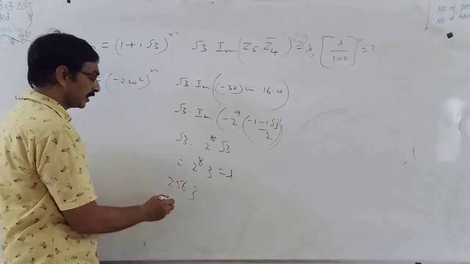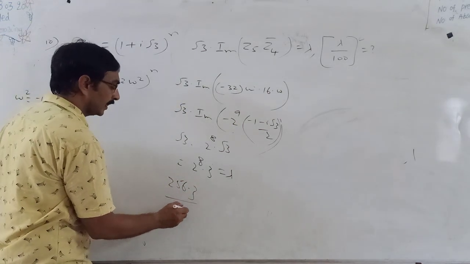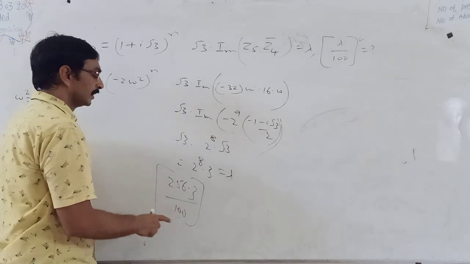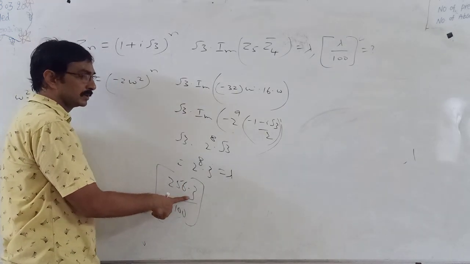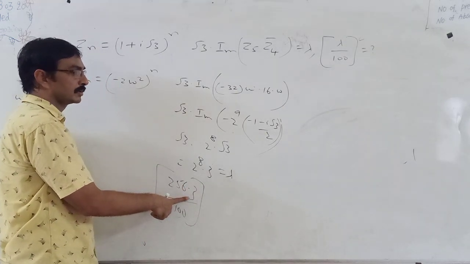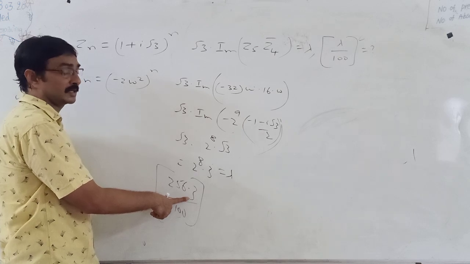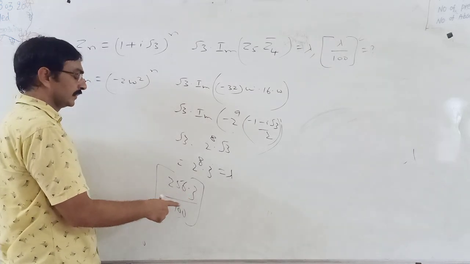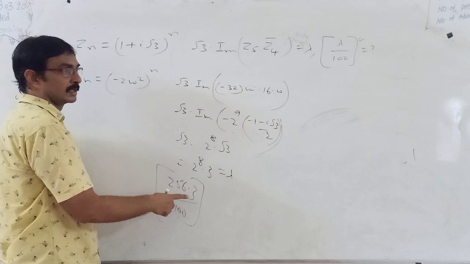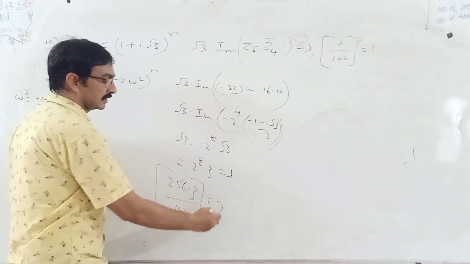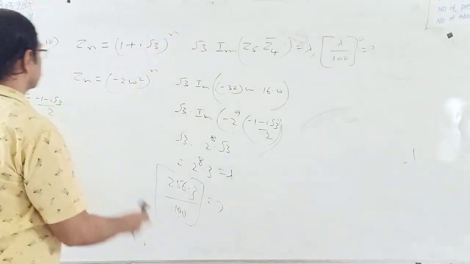Required is lambda by 100, step of this one. 256 into 3 value is 700 point something, 700 something. Therefore, divided by 100, 7 point some value. Step of 7 point some value is 7. So the answer is 7.